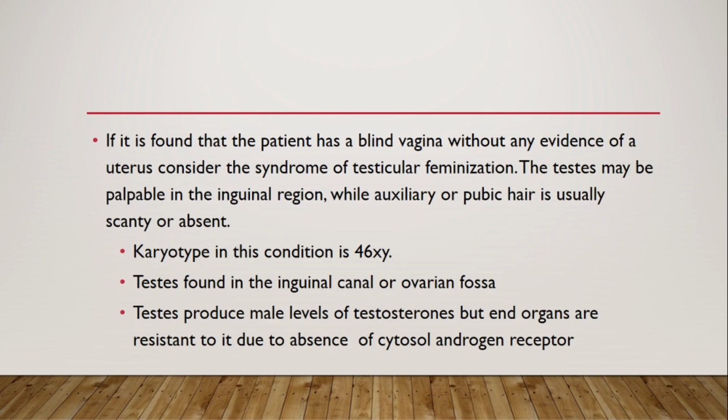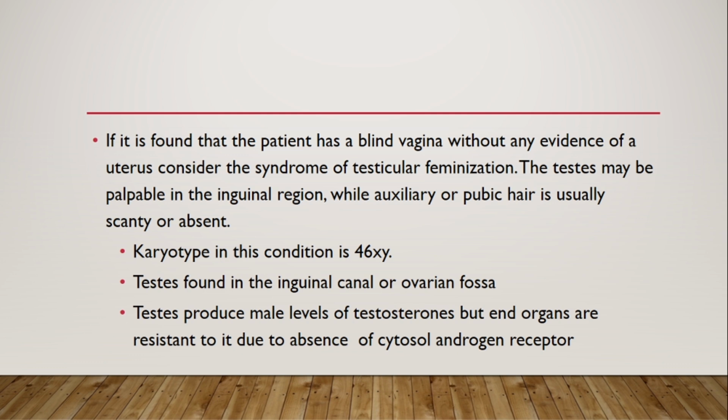If it is found that the patient has a blind vagina without any evidence of a uterus, consider the syndrome of testicular feminization. A casual look at the inguinal area will show that the testes can be palpated in the inguinal area or even in the femoral area, while axillary or pubic hair is usually scanty or absent.